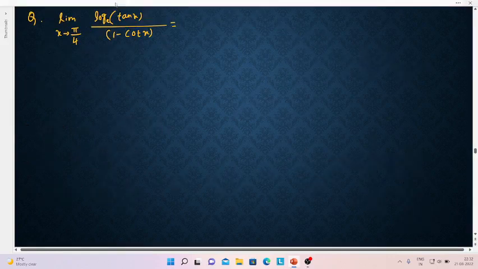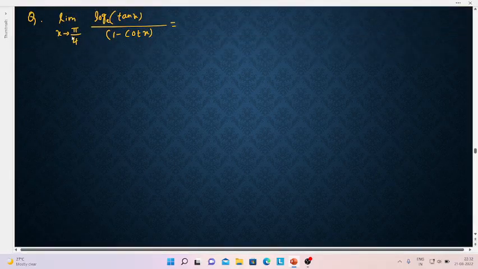This is also a very interesting question. Here you can see that when we put x equals pi by 2 on the numerator, it will become log base e of tan pi by 4, right? So what about the value of log tan pi by 4? Tan pi by 4 is nothing but tan 45 degrees, which is actually 1, right? So log 1 will become 0, so the numerator will become 0.